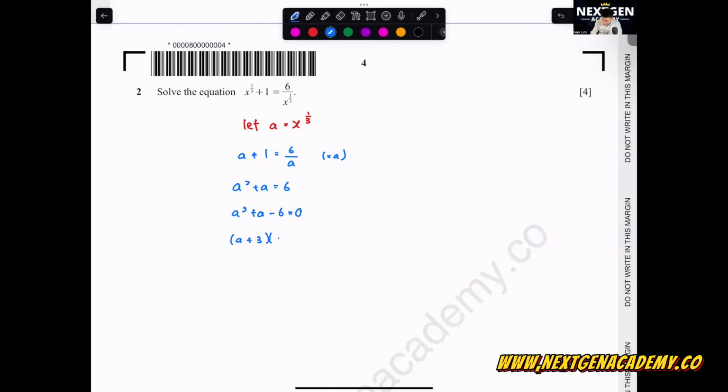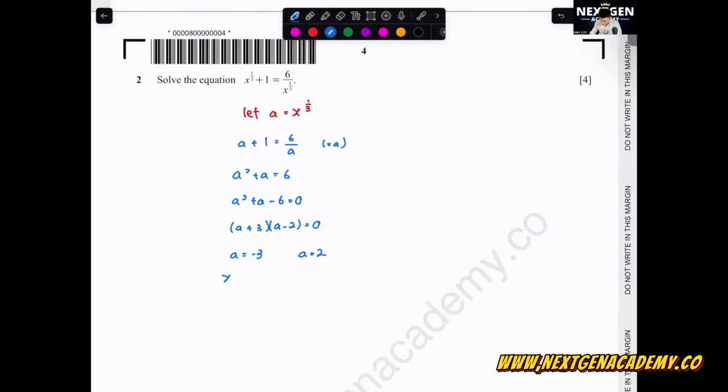A plus 3, A minus 2 equals 0. A equals minus 3, A equals 2. Okay, we are not solving for A, we are solving for x to the power of 1 over 3. So x to the power 1 over 3 equals negative 3, and x to the power 1 over 3 equals 2. x is negative 3 to the power of 3, which is negative 3 times negative 3 times negative 3, so we get negative 27. This one, x equals 2 to the power of 3, we get 8.